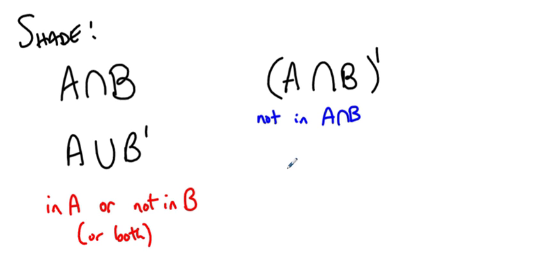And then you should know how to shade in A union B complement. So that's all the stuff that's not in this set. And I think you'll figure out how that goes. Okay, so what do we do with these Venn diagrams?